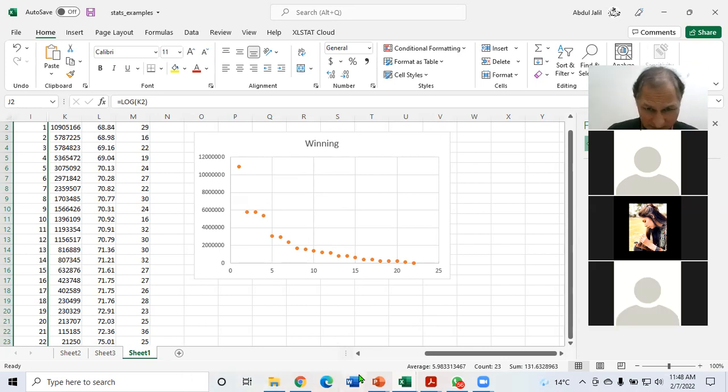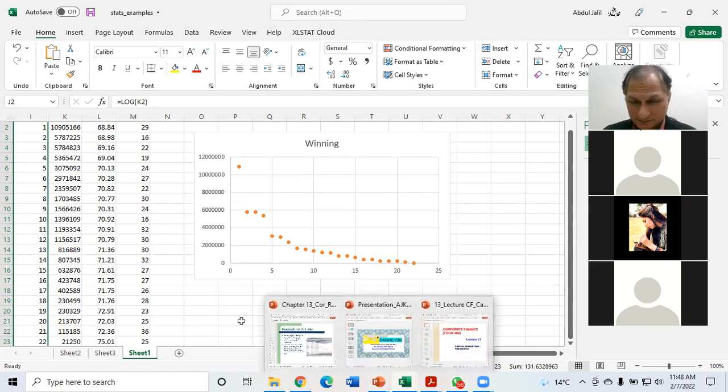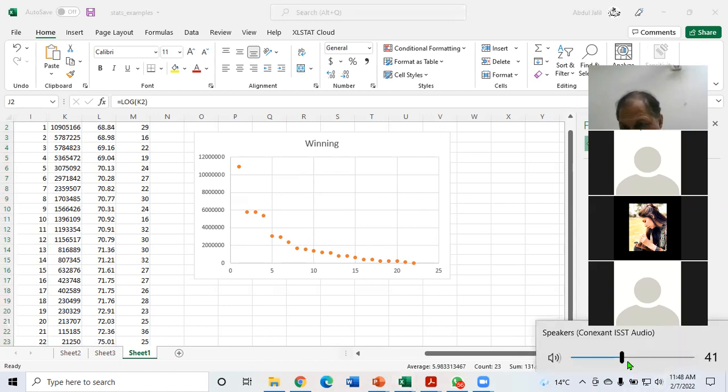Sir, excuse me. Please. Sir, if we take the log, although we have a better picture, at the same time it's not the true picture, because it's the log value, not the exact value, and the exact value should give the more true picture. So why should we use the log value rather than the true value?